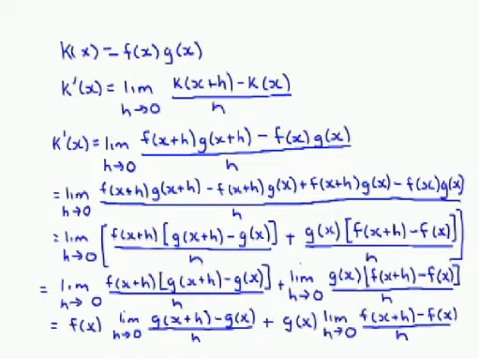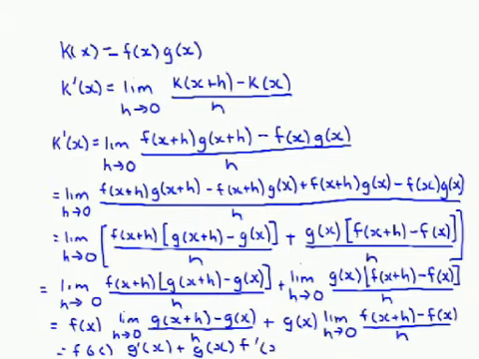So what we can conclude from that is that if we want to take the derivative of a function such as k of x, which is the product of f of x and g of x, its derivative, k prime of x, would equal f of x, g prime of x, plus g of x, f prime of x. And that's what's shown on the very last line of this derivation.